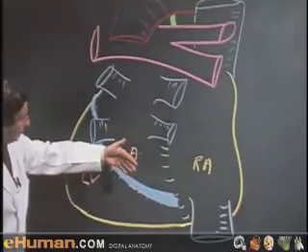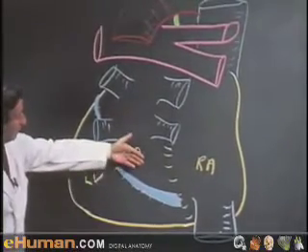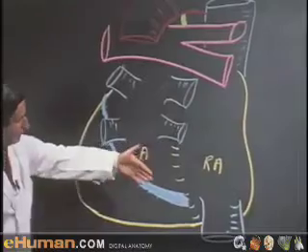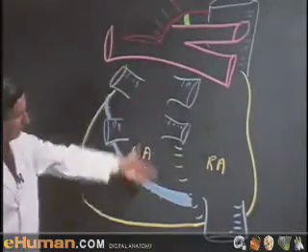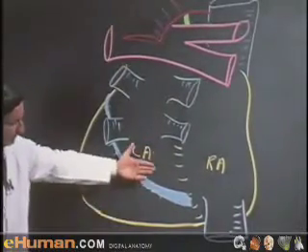So this posterior surface of the left atrium is directly related to the esophagus, which will come down behind the heart in this area.